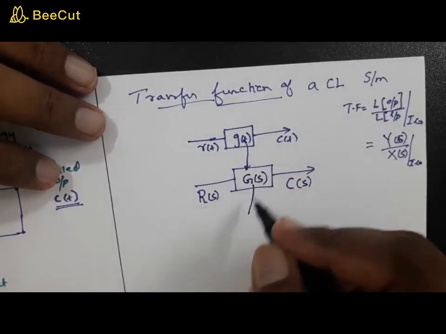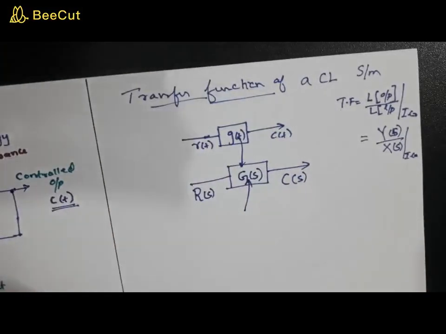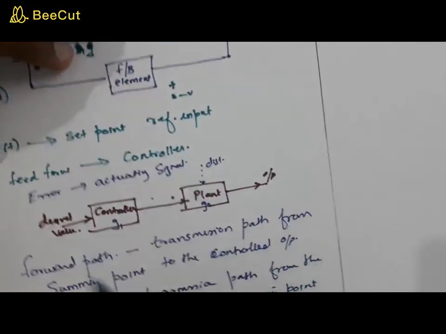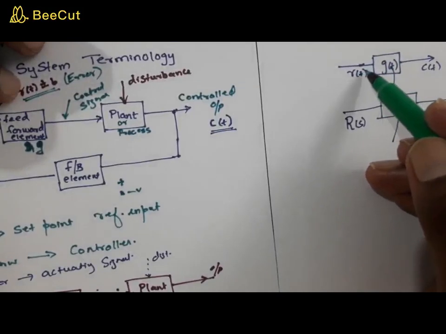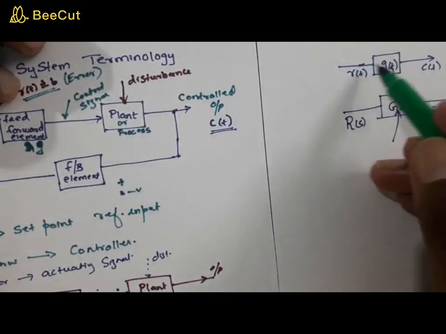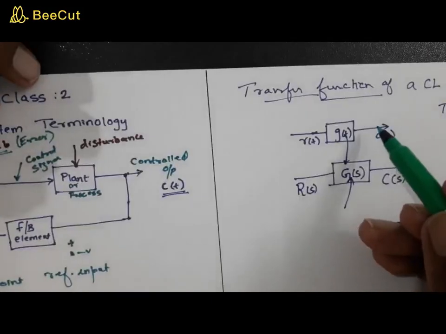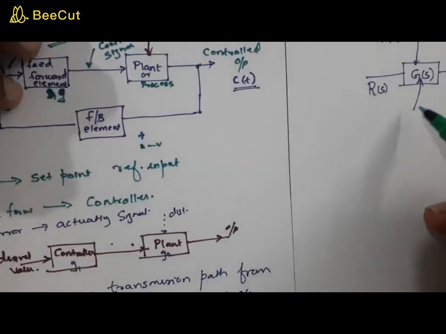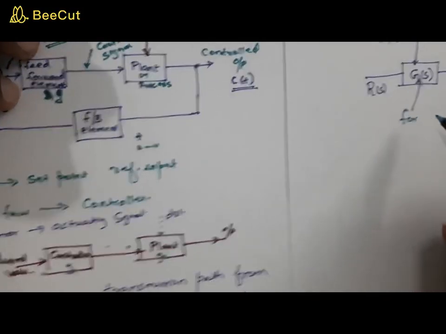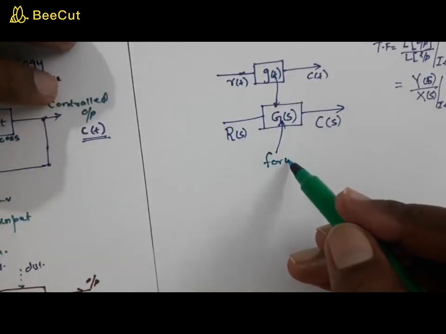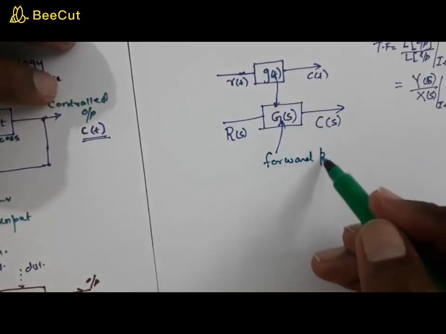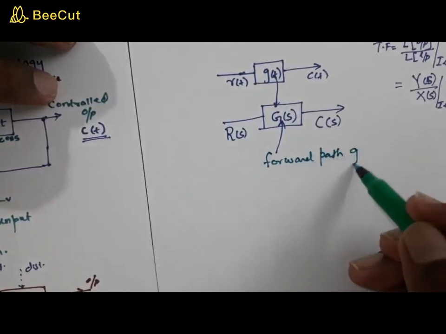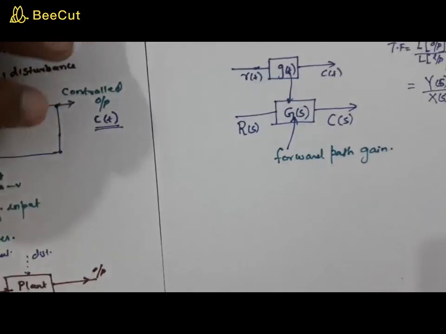So this G of S we call what? What is this path called? This path is the transmission path from the summing point to the controlled output, and that we call the forward path. So this is equivalent to gain, therefore we call this the forward path gain. Okay, is it clear?